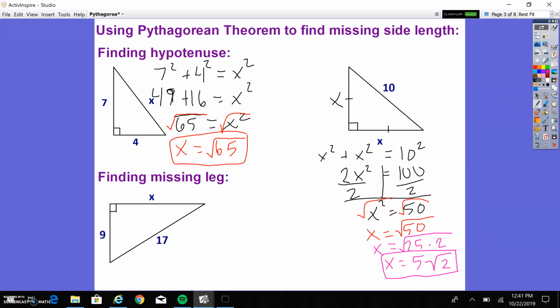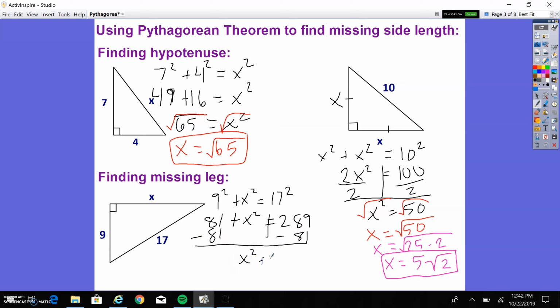And then our last example over here, I'm not looking for the hypotenuse anymore. I'm looking for the missing side length. So it's going to look a little bit different. I'm going to have 9 squared plus x squared equals 17 squared. So 9 squared is 81, x squared, still x squared, and 17 squared is 289. So I'm going to subtract 81 from both sides, and I get x squared equals, let's see, 208.